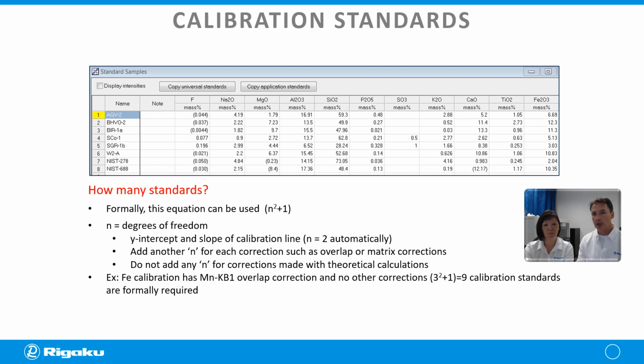Essentially, all we've got to do is set up a number of standards. How many standards would you use? It follows normal statistics. How many degrees of freedom do I have? So I would pick n squared plus 1. I have a slope and an intercept, so ideally you're going to have at least 5 or 6 standards. And then depending on whether you're doing any other corrections, we might go up to 9 or more standards for a calibration.